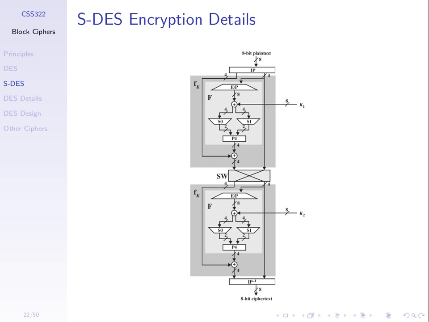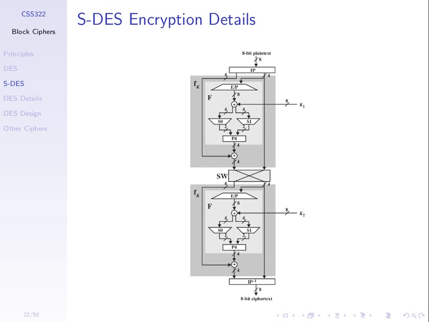And they involve some permutations. In fact, EP is expand and permute, meaning we're going to take 4 bits in and produce 8 bits out. So we take 4 bits, expand to get 8 bits, rearrange. We're going to take our key K1, which we just generated, and XOR with the output here. We're going to split it into 2 halves and feed 4 bits at a time into the 2 S-boxes. S0, S1 are called S-boxes, substitution boxes.